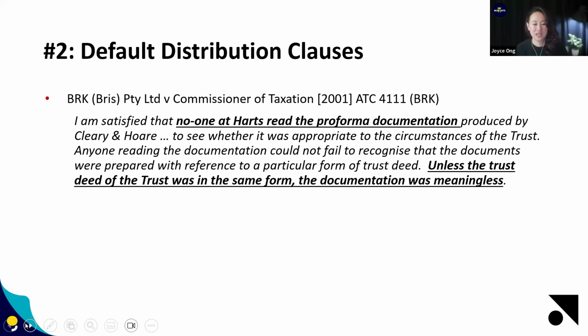So they're saying that when they were drafting the distribution resolution, they didn't read the deed, basically, yeah? Yeah, and they used pro forma documentation from some other situation that wasn't appropriate for the particular trust deed they were concerned about. Essentially, they didn't make a distribution before 30 June.